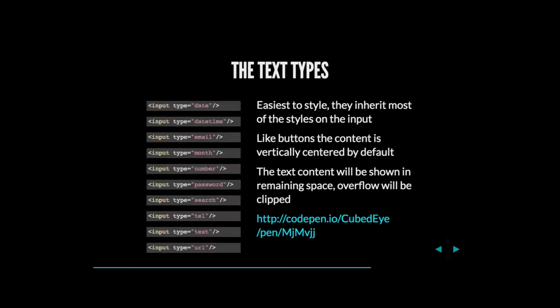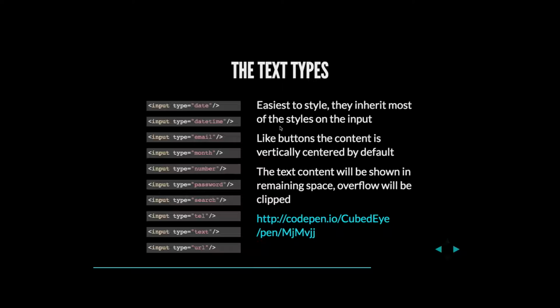So now that we've broken them down, we'll talk about the text types. They're obviously easiest to style. Most of the inner workings will inherit from the parent, so text decoration, font size, padding, that sort of stuff will actually work properly. But like buttons, their content is vertically centered as well. So when you want to have that, like that email field I started with the padding on the top and the bottom, it gets a bit interesting.